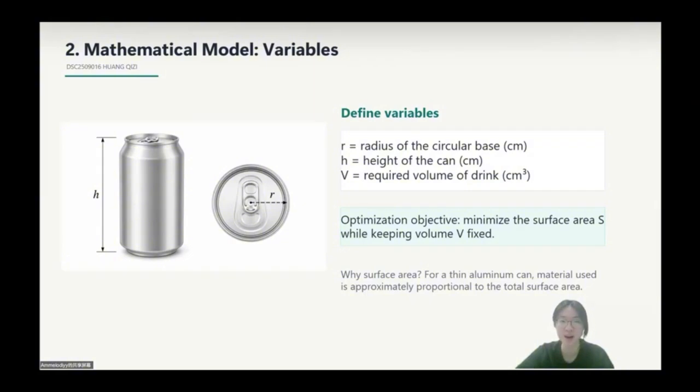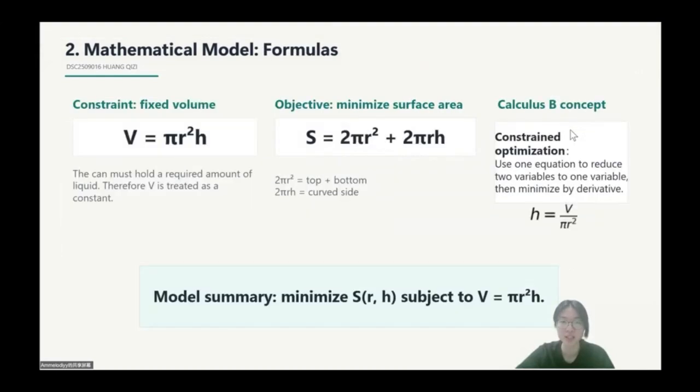First, we define the variables. Let r be the radius of the circular base and let h be the height of the can. Since radius and height are physical lengths, they must both be positive. Next, we write the volume formula. For the cylinder, volume equals the area of the circular base multiplied by the height. So the volume is V = πr²h.